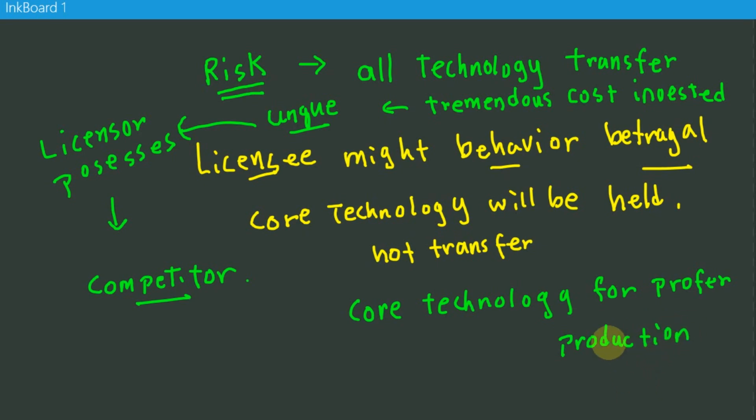Okay, you understand this. So, in this case, later on, the licensee might betray the licensor. This is often so-called betrayal behavior. Then later on, they face each other as competitors. So the licensing contract should be very, very deeply considered.